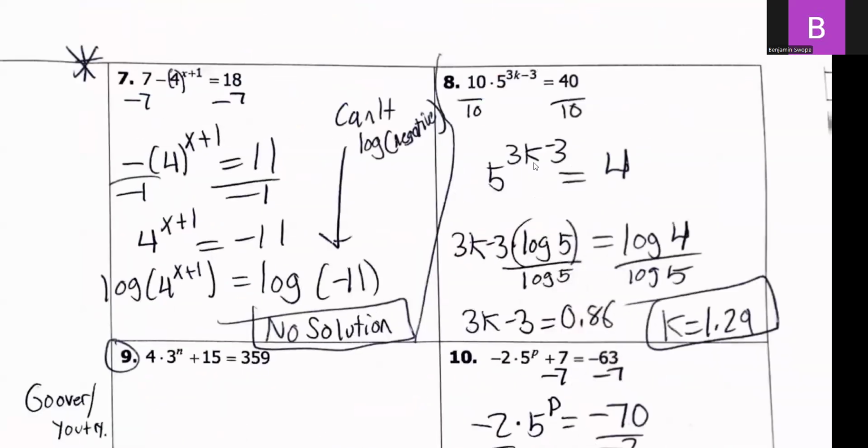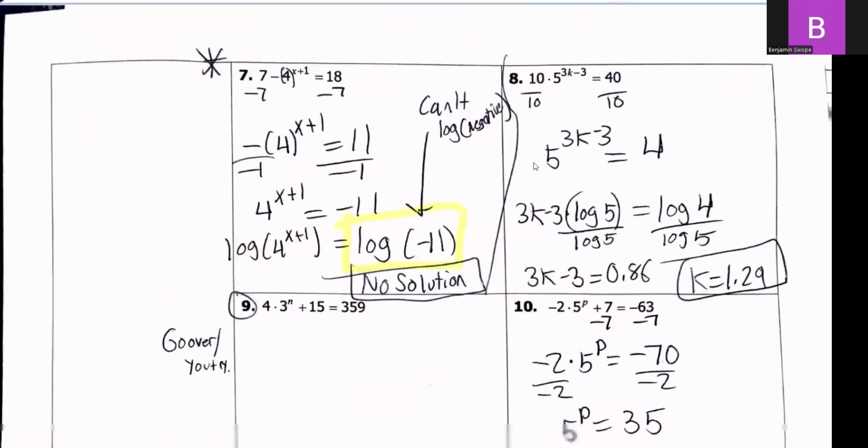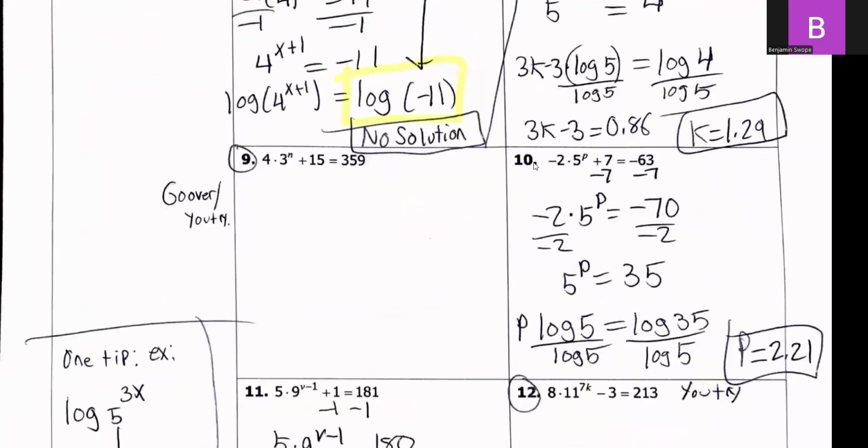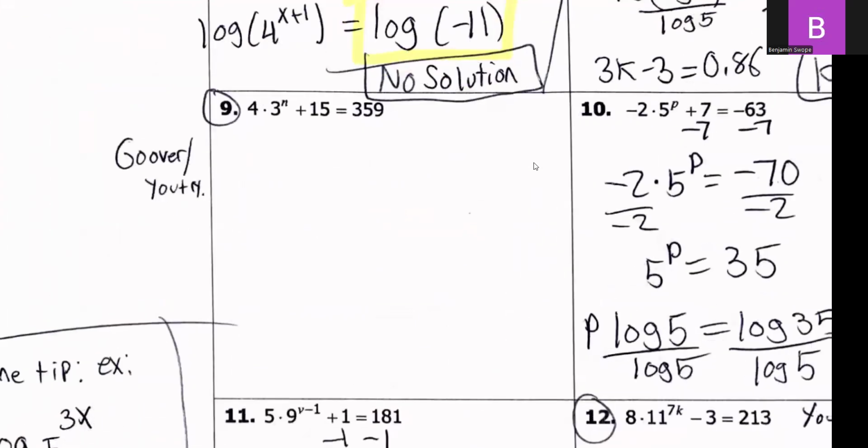If you want to take a look at number 7, you can see the reason this one's no solution is because when you eventually take logs of both sides, you're taking the log of a negative number. That's a big no-no. But let's look at number 9. Number 9's not anything super crazy, but we've got a lot of extra stuff before we get the exponential expression by itself. I want to get that 3 to the n power by itself.